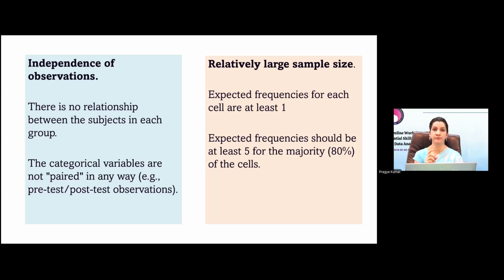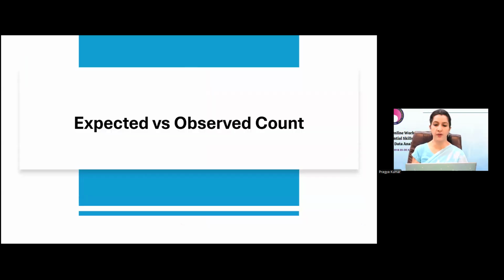We'll see these assumptions, but if there is a relatively large sample size, then in each cell you have expected frequency of at least 1, and in more than 80% of the cells the expected frequency should be more than 5. Now, what is this expected frequency? So, have you understood this concept of independence of observation? Then I'll go to expected versus observed count.